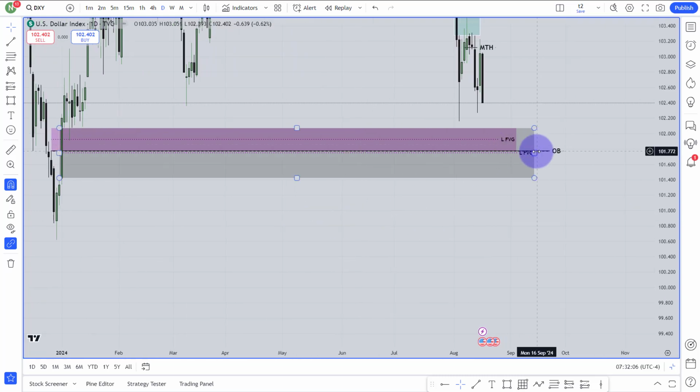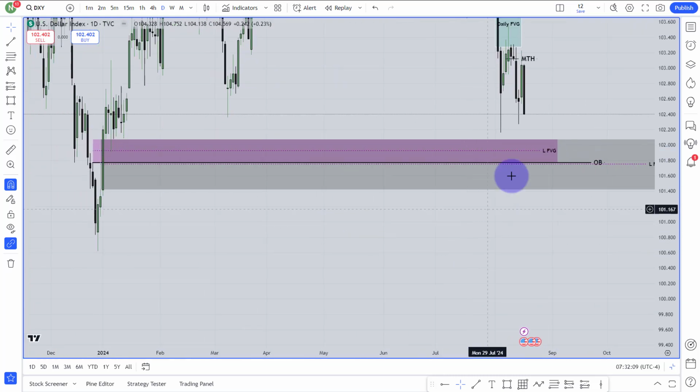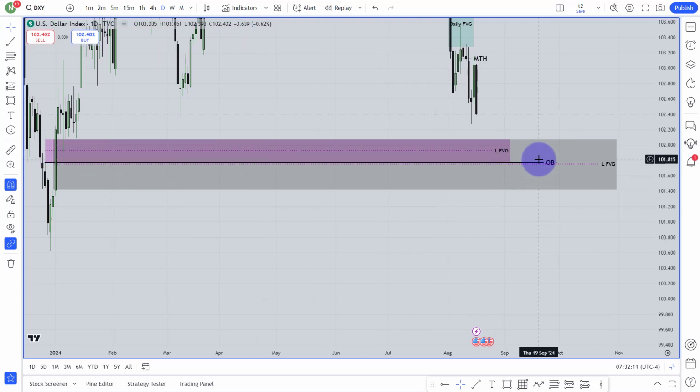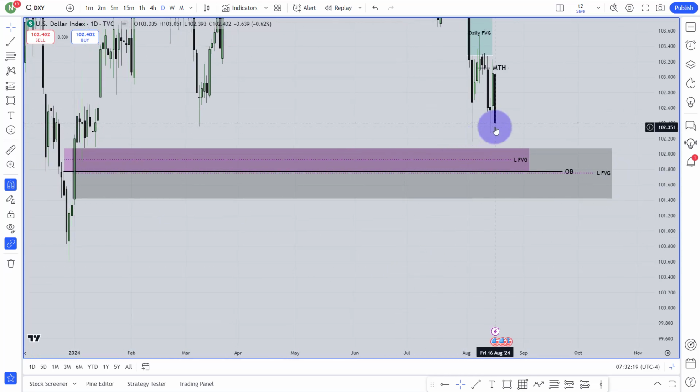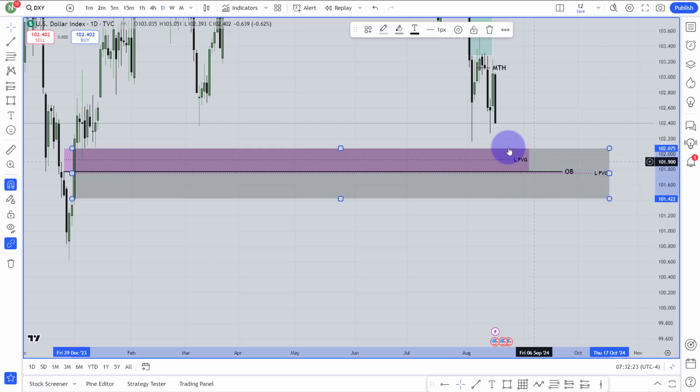This is your daily last fair value gap. You can see the upper portion, the weekly last fair value gap and the order block are situated above this daily last fair value gap. So if price can reach that area, I still think it is going to hold the price. I really don't want to see the body work with the lower portion of this daily last fair value gap.